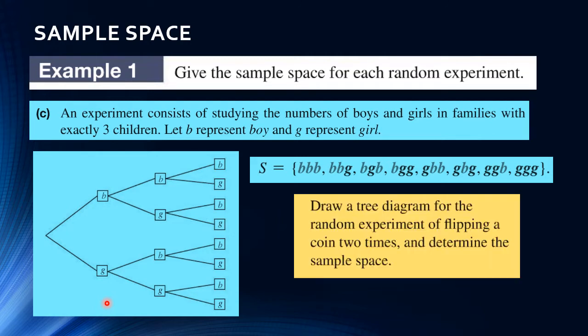Draw a tree diagram for the random experiment of flipping a coin 2 times and determine the outcome space. So again, here we'd have heads or tails for the first one, heads or tails for the second one. And so what we get is heads heads, heads tails, tails heads, tails tails. I didn't draw the diagram here, but you could use this one as a sample, just at 2 levels.